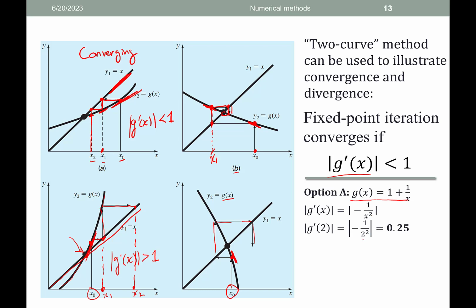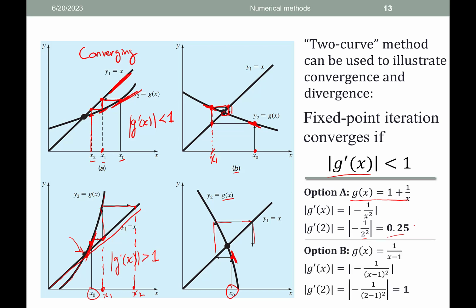If we plug in the initial guess, 2, we get the absolute value of negative 1 divided by 2 squared, which is 0.25. This is less than 1, and in fact, this method did converge.